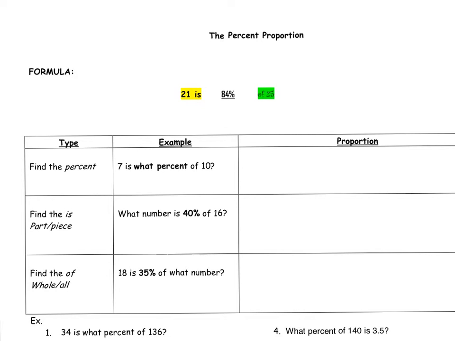Today we're going to be talking about the percent proportion. So we're going to be looking at two ratios. One ratio is the part over the whole, and the other ratio is going to be a percentage out of 100. So I'm going to use my formula: is over of equals the percent over 100. And then I'll use the method of cross multiplying and dividing to solve for my variable.